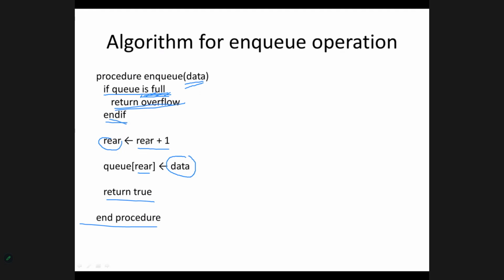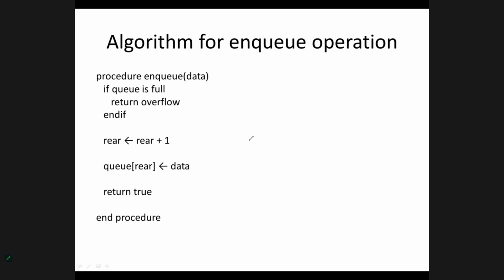Otherwise, increase the rear by 1 and insert the data element at the new rear. Here the rear is updated by 1. For example, if the previous rear is 5, the new element goes to position 6, since 5 plus 1 is 6. And return true and end the procedure. So very clear, right?